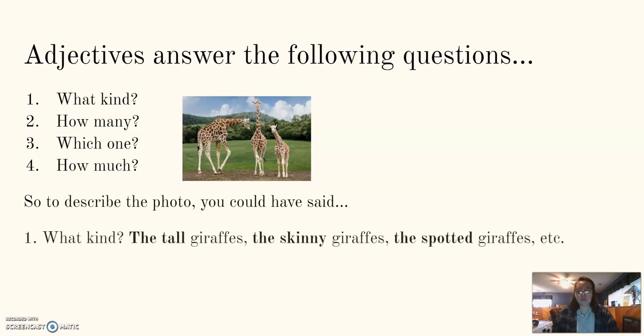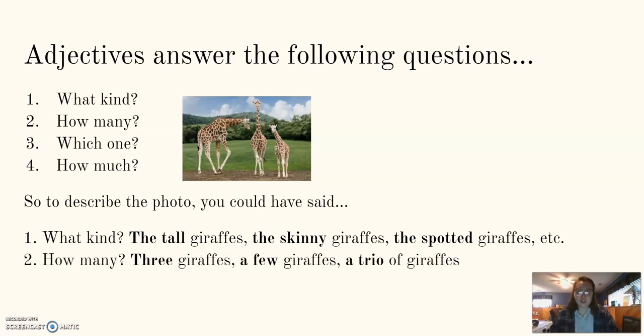So you could have said, for what kind? The tall giraffes, the skinny giraffes, the spotted giraffes. These are those obvious describing words. They're probably what you thought of when I said think of an adjective, which is good. That means you have a basic understanding of the fact that adjectives describe nouns.